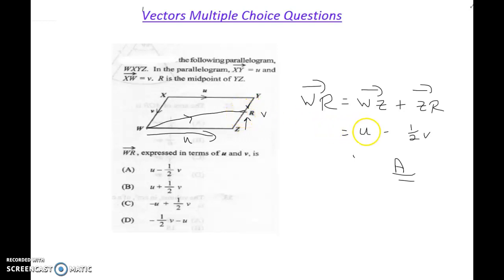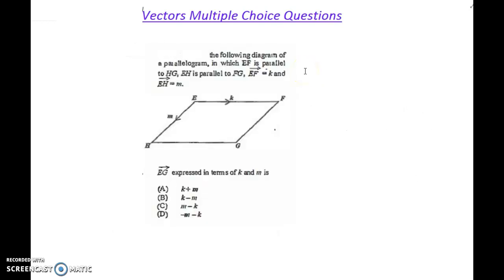And why is it a half of v? Because we are looking at the midpoint. We're stopping right in the middle there. So it's u take away a half v. You need to be very careful of that, so just keep that in mind. Again, these are questions that you will see coming up a lot. Now this one I would say is the easier of the three.